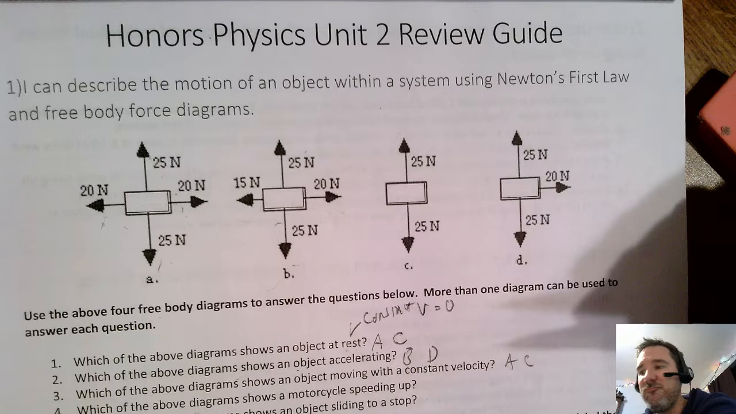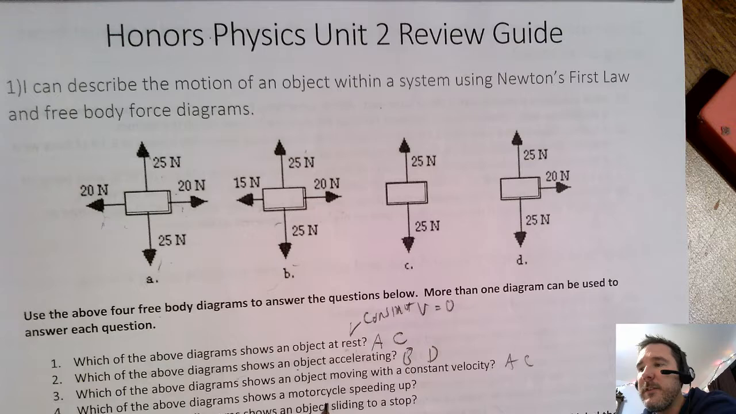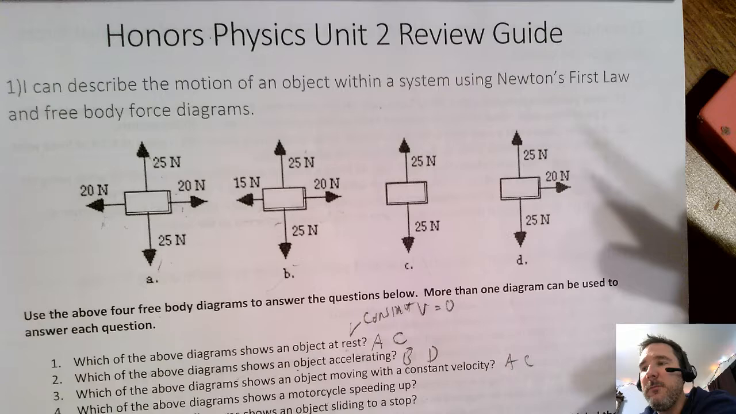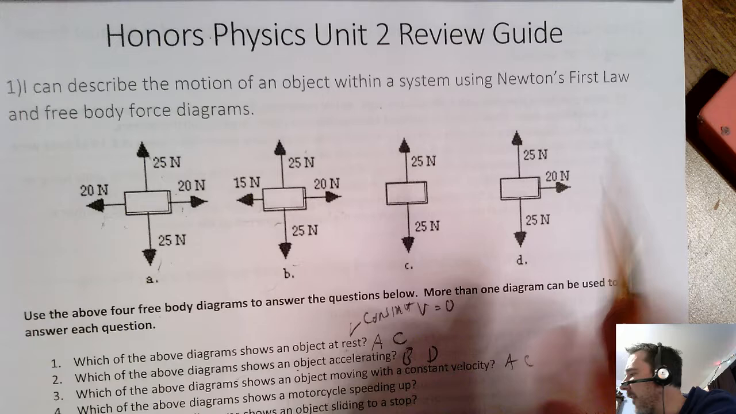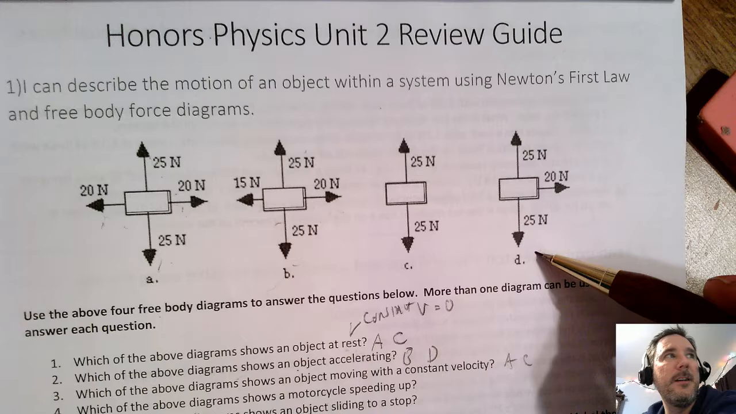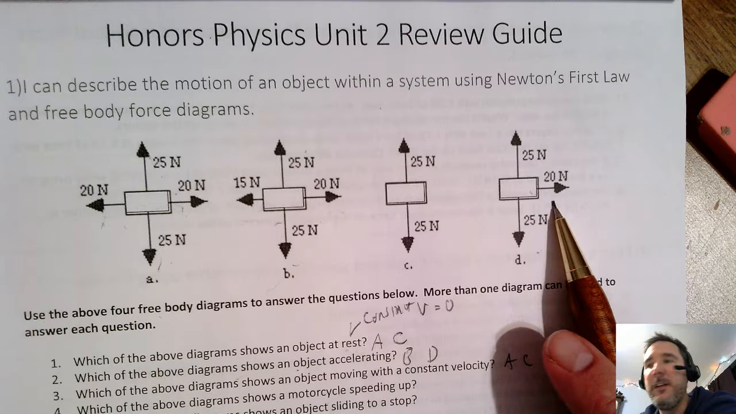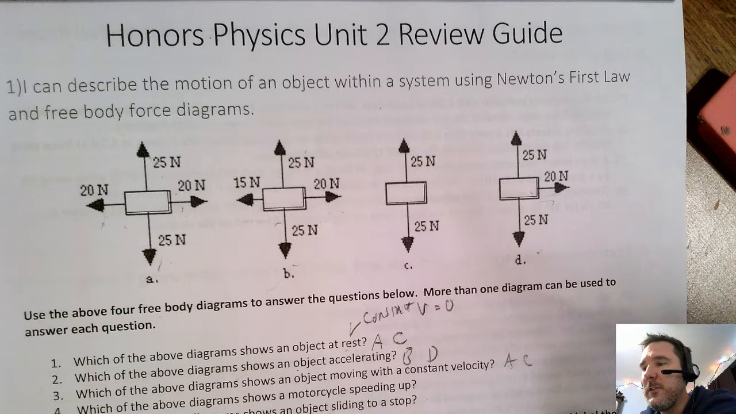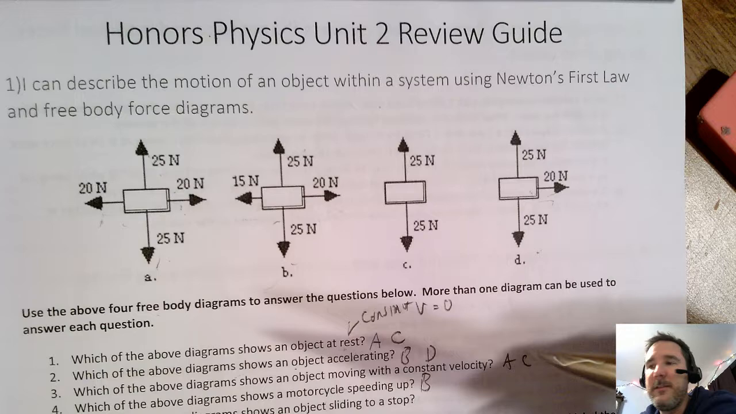So which one shows a motorcycle speeding up? Since none of the forces are labeled, it's probably going to be either B or D. It doesn't really say, but I think in the key, I don't have D chosen because if there's only one force acting on a motorcycle, it's going to be friction. So I'm going to go with just B as the motorcycle speeding up, because it's going to show both friction and the force of the motor.